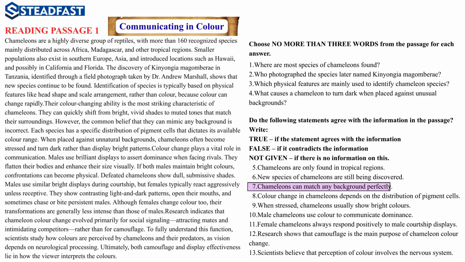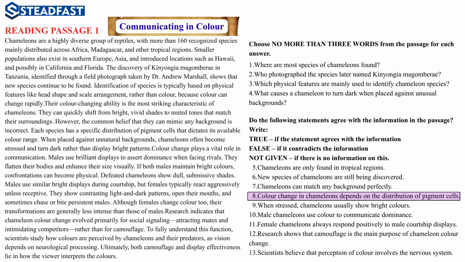Chameleons can match any background perfectly. In the second paragraph, it says the common belief that they can mimic any background is incorrect. That is exactly the statement here. Since the paragraph says the belief is wrong, the exam statement must be false. And the next question 8.